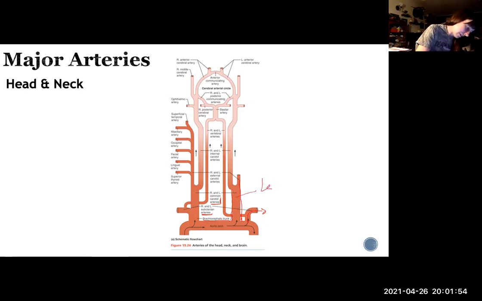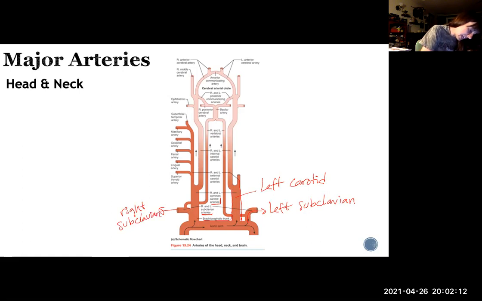So this is the left carotid, left subclavian. This goes to the right subclavian. This is the right carotid. Okay, so your right and left carotid arteries, common carotid arteries, they are going to go up either side of the neck. They are going to split, and you will have an external and an internal carotid artery, okay?